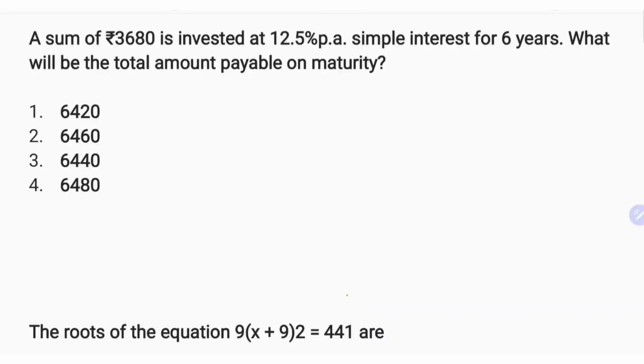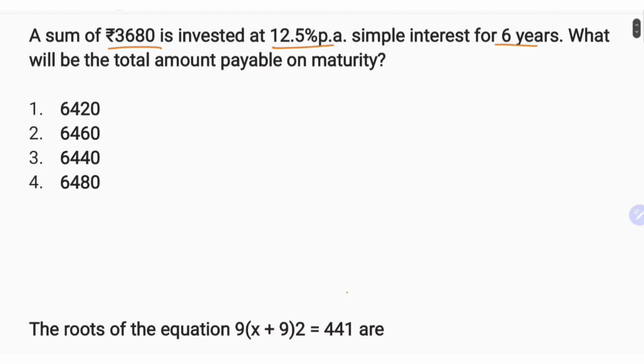State Bank of India previous year based max questions. A sum 3680 is invested at 12.5% simple interest for 6 years. Here it is asking about the total amount payable on maturity.